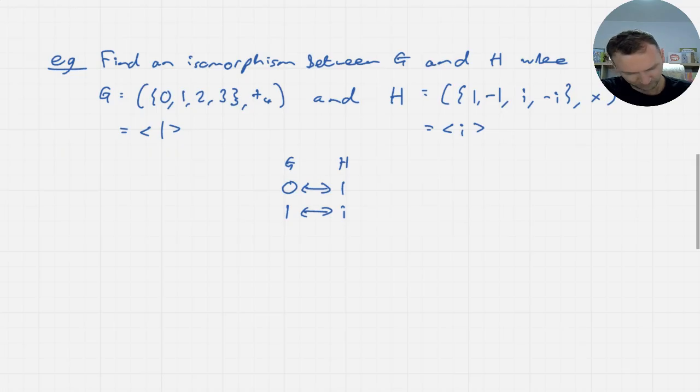And then if we do 1 plus 1 in G, we get 2. I'm going to match up with that if I do i times i in H, which gives me negative 1, and then plus 1 again. Well, there's only one element I've got left anyway, so that's a bit of a giveaway. 3 is going to match up with negative i here.